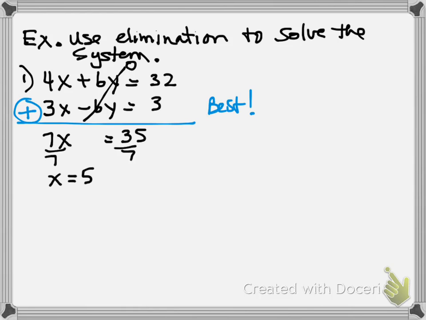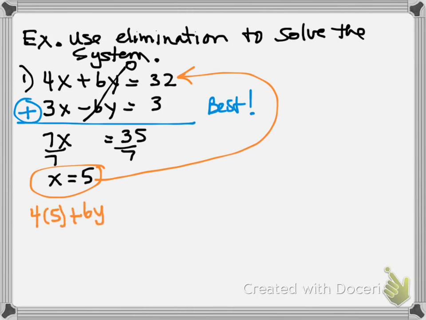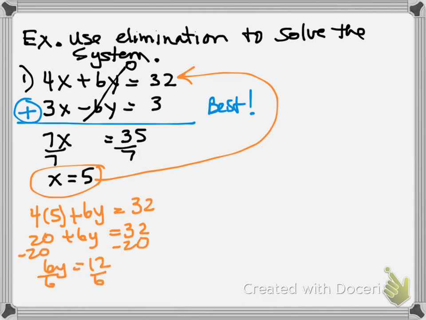And then I'm going to substitute this back into either original equation, it does not matter, and solve for the y-coordinate. So I'm going to go here, I don't know why, because. So I get 4 times 5 plus 6y equals 32. 20 plus 6y equals 32. Subtract 20 from both sides. 6y equals 12. Divide by 6. And I get y equals 2. So right now, I have an answer of x is 5 and y is 2.